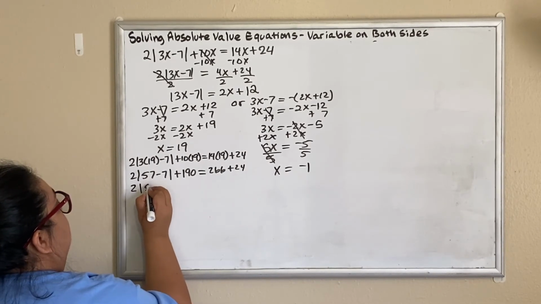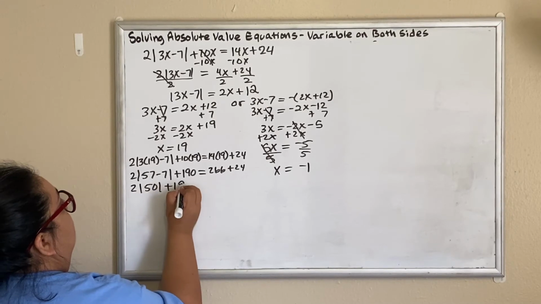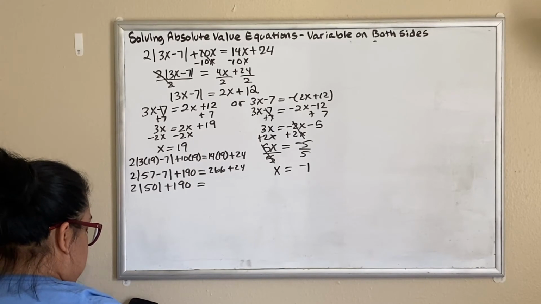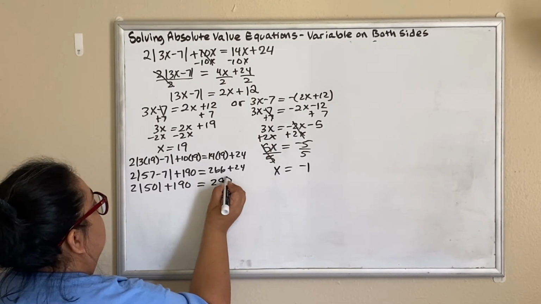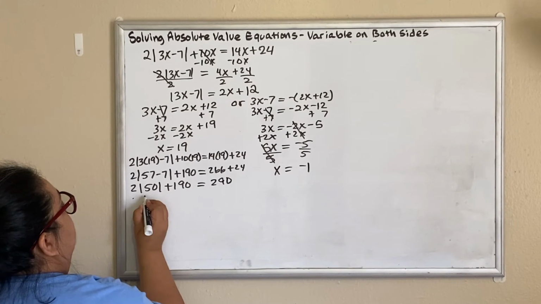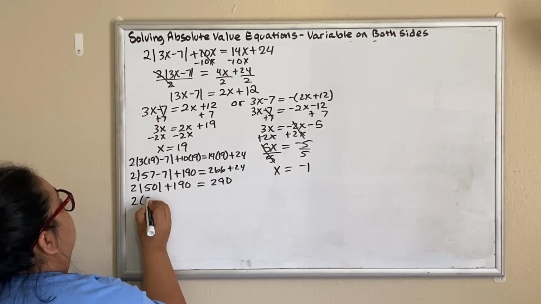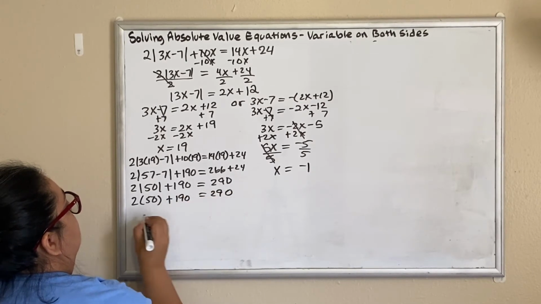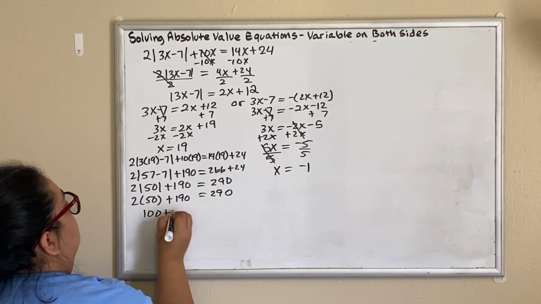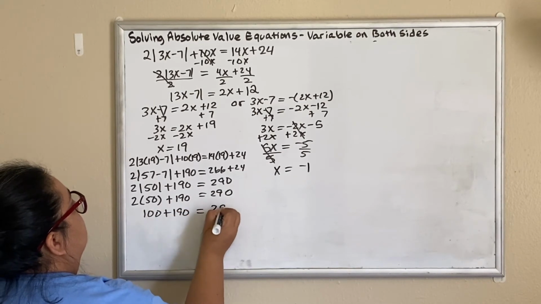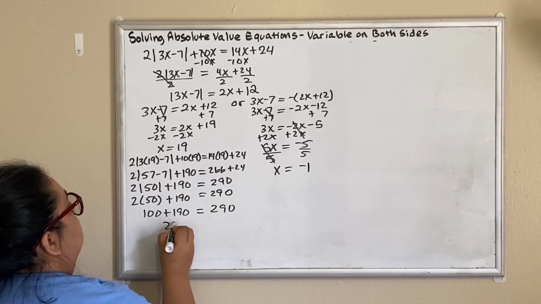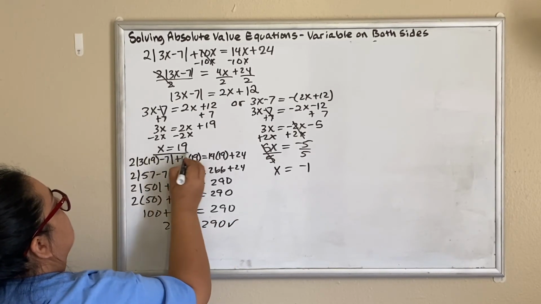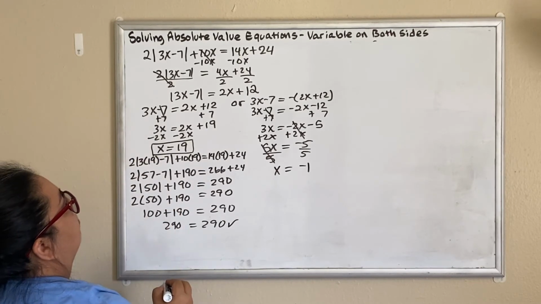This will be 2 times the absolute value of 50 plus 190 equals 266 plus 24, which is 290. 2 times the absolute value of 50, that's going to be 2 times 50 plus 190 equals 290. That's going to be 100 plus 190, which equals 290. So that's 290 equals 290, which is true. So this is a solution, and we can box it.